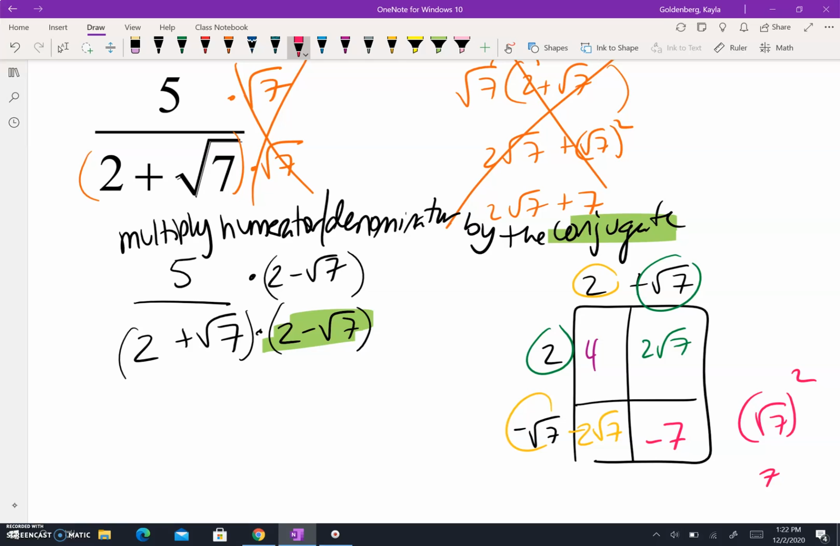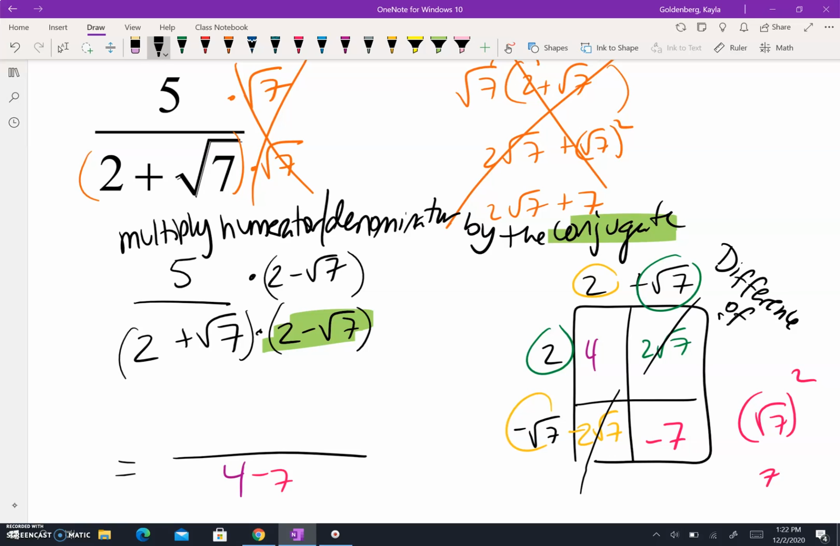Notice what's really nice. I have a 2 square root of 7 and a negative 2 square root of 7. These are going to cancel out. So this is going to simplify on the bottom to a 4. I'll keep it color-coded so you can see where it comes from, minus a 7. Now notice the reason why that works is because the conjugate creates a difference of squares. Really nice aspect of that.